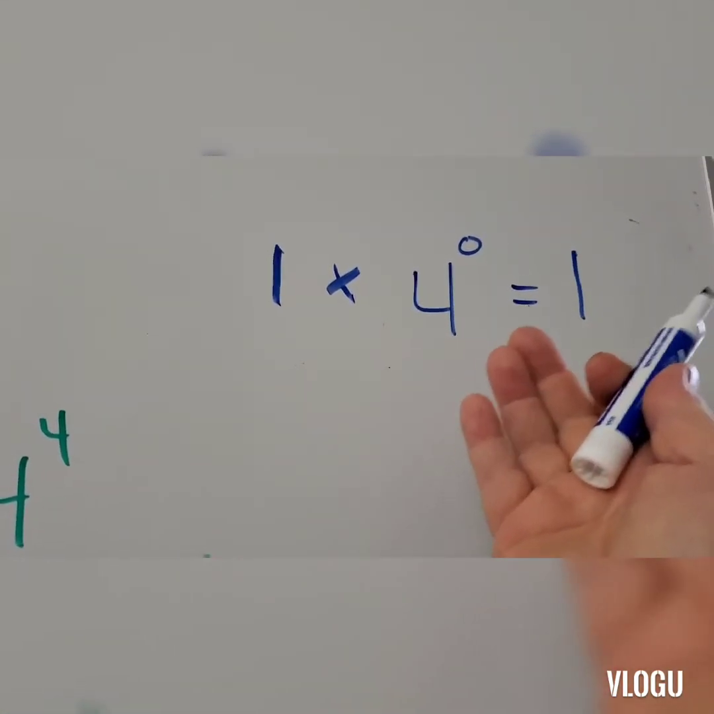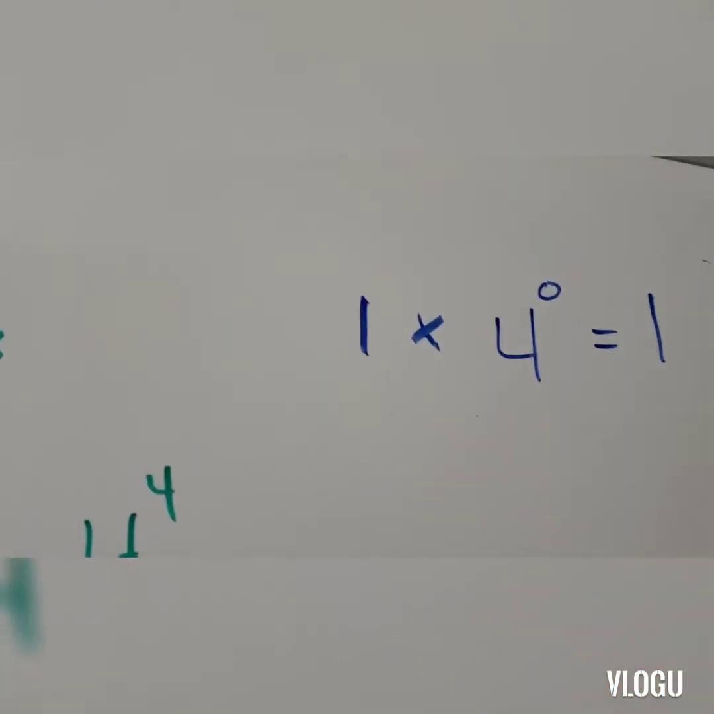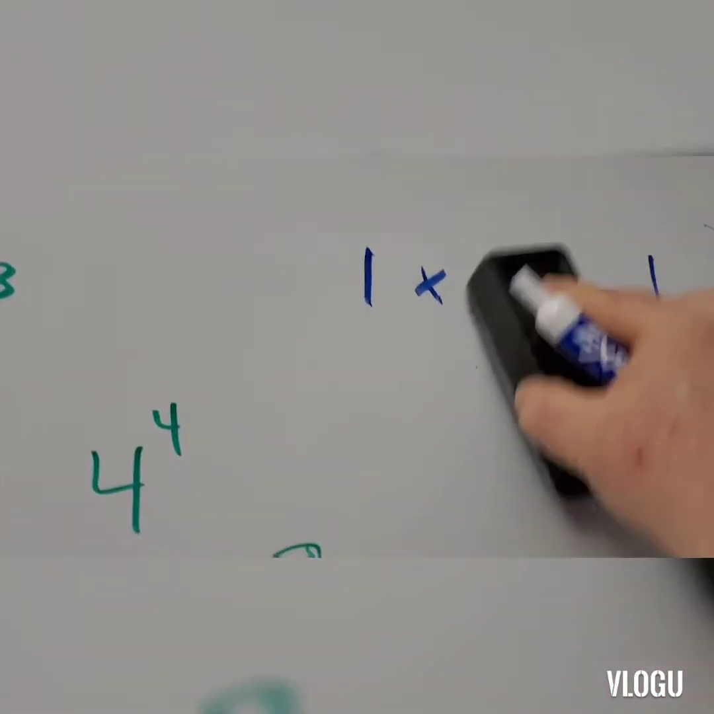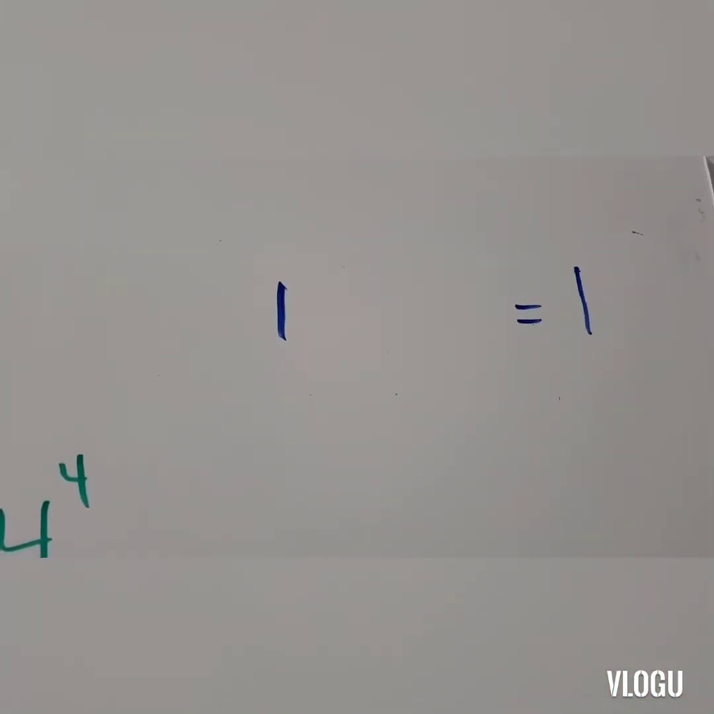It's saying it's like not even there. 4 multiplied by itself, no time. So it's really not even there. And what we're really saying is 1 is equal to 1.